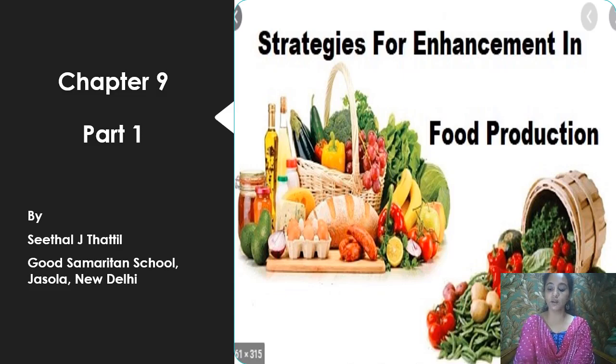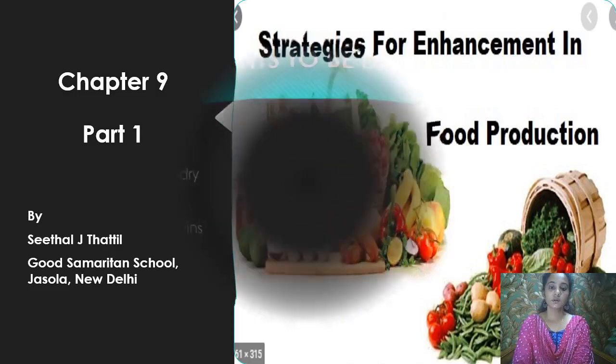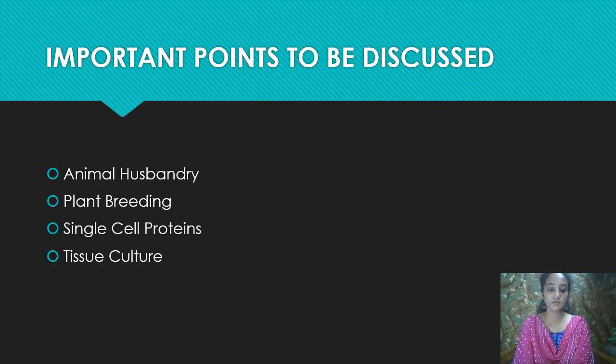So let's see what are the main points that we are going to discuss in this chapter. So in this chapter, we will discuss about animal husbandry, then comes the plant breeding, then comes the single cell protein method, then comes the tissue culture method. Okay, so out of these four, the first one we will discuss today is about the animal husbandry.